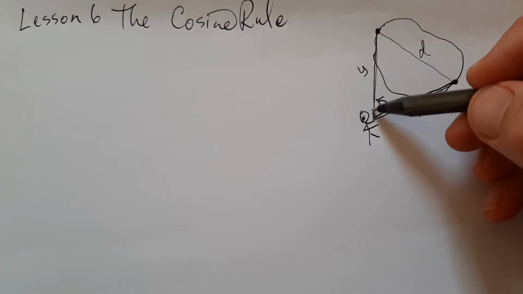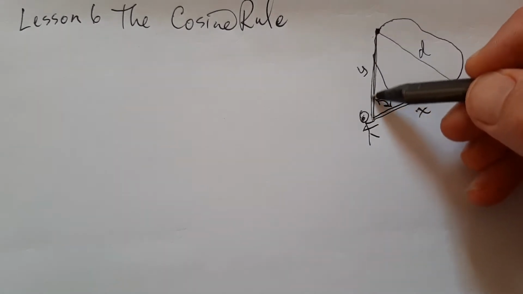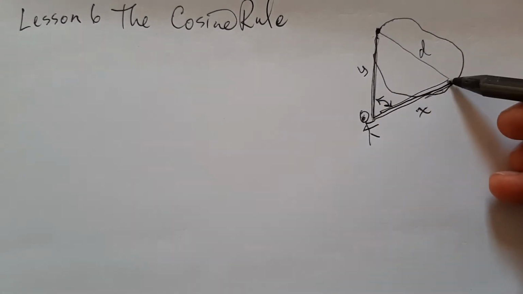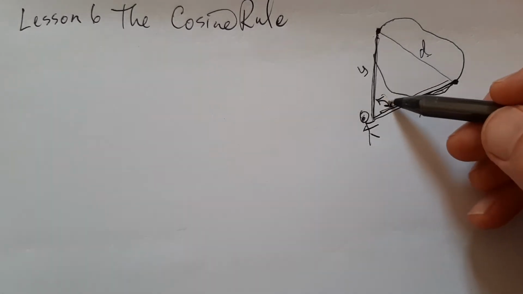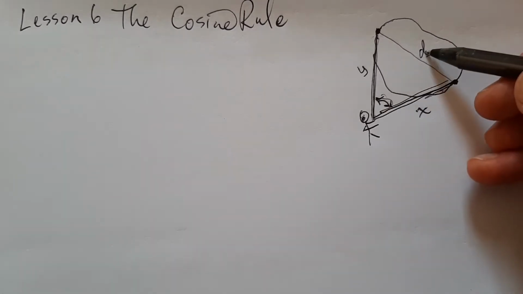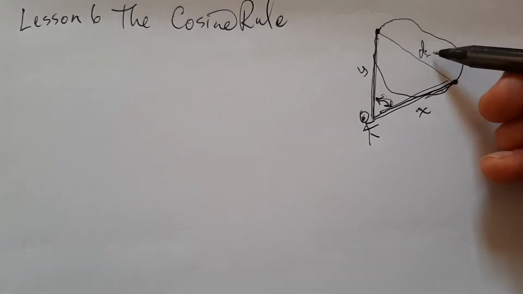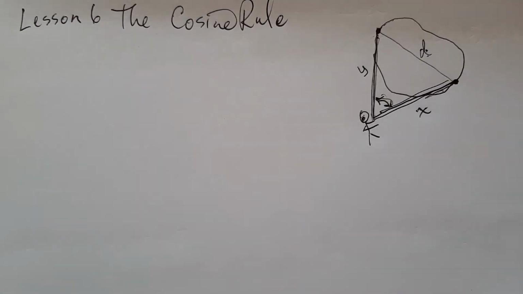As long as you can measure this and measure this, and you can measure this angle, then you don't have to measure this distance. You can figure it out with the law of cosines.